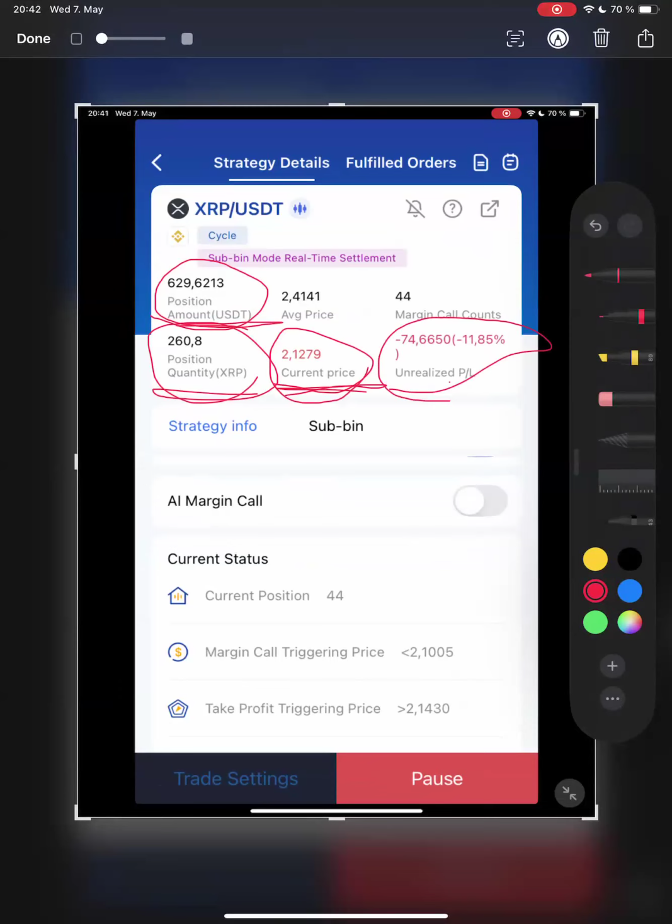Then unrealized P and L. What does the P stand for? What does the L stand for?